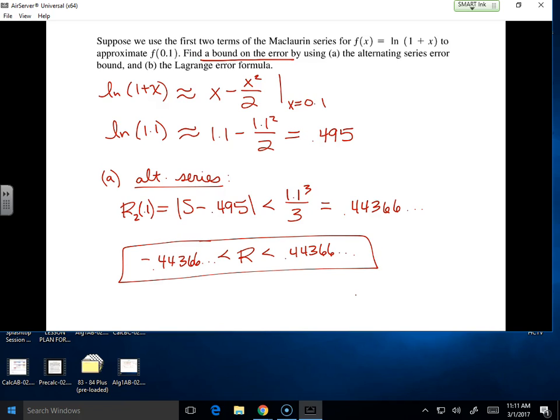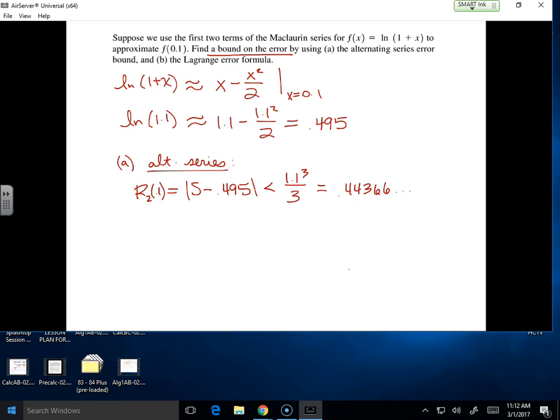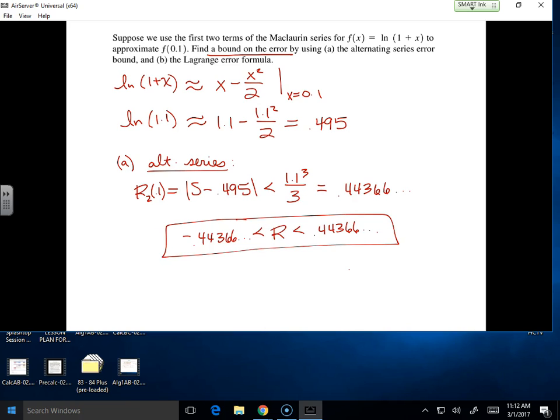Now that was using the alternating series error remainder theorem, right? So that is what the error is between? Yeah. That's a pretty big gap actually. Yeah, a bit. But we also used only two terms. So we don't know what the error actually is, we just know where it falls. Exactly. Letter B. Now we have to use Lagrange.